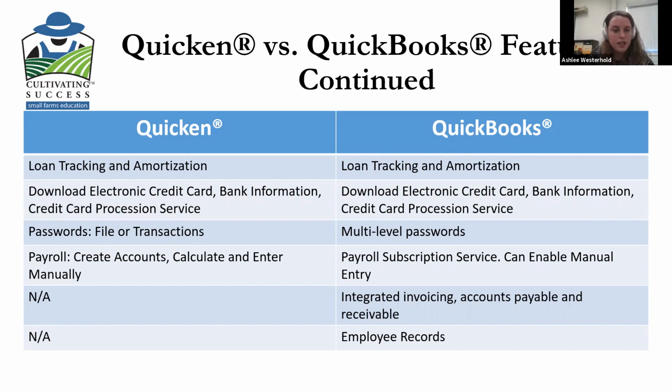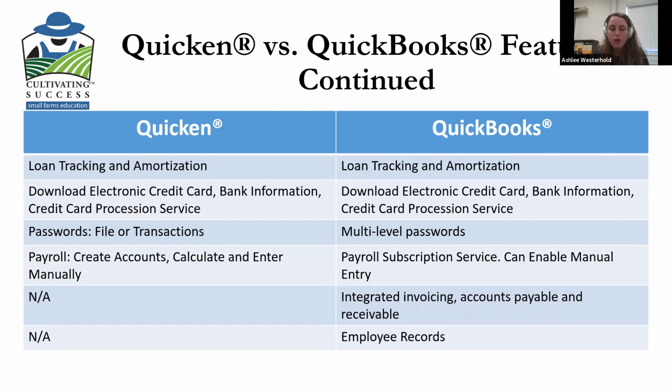In Quicken, you are able to track your loans and amortization, the same in QuickBooks. In Quicken, you are able to download electronic credit card and bank information and use credit card processing services, and you are able to do the same in QuickBooks. In Quicken, for passwords, you have file or transaction passwords, whereas in QuickBooks, you have multi-level passwords. So there is some more protection.